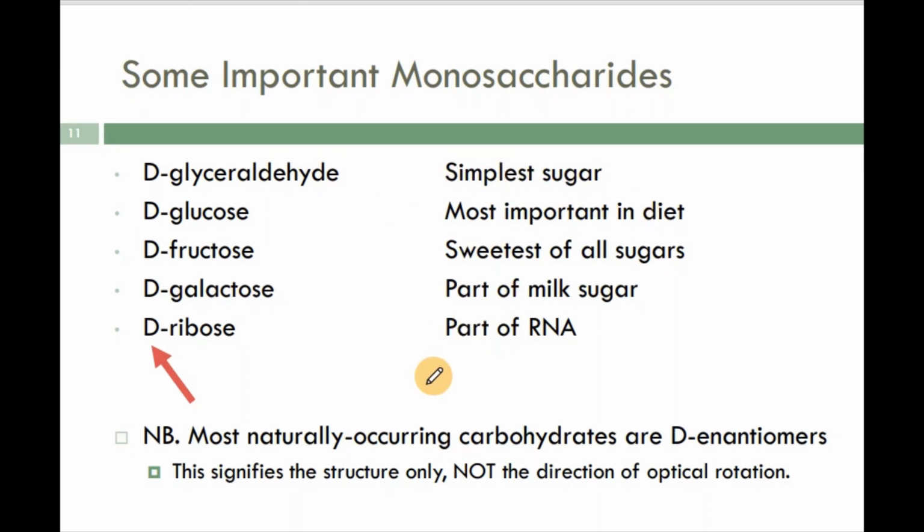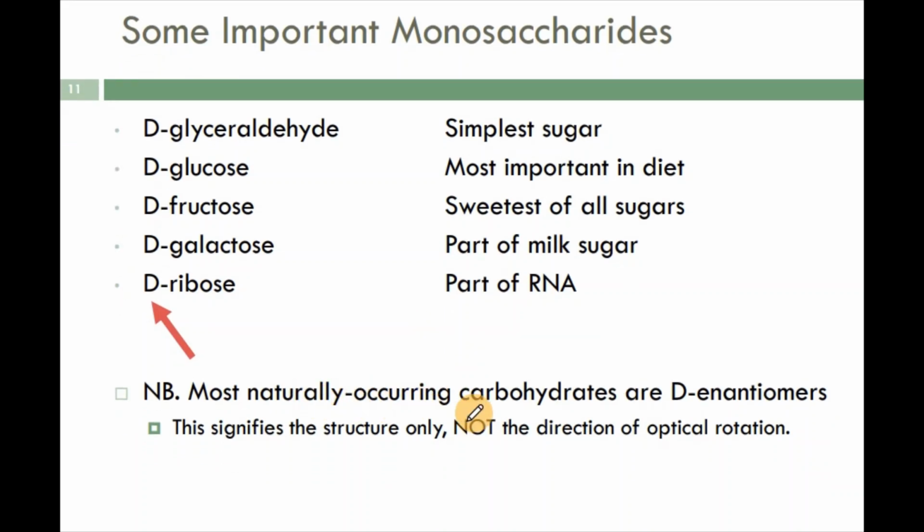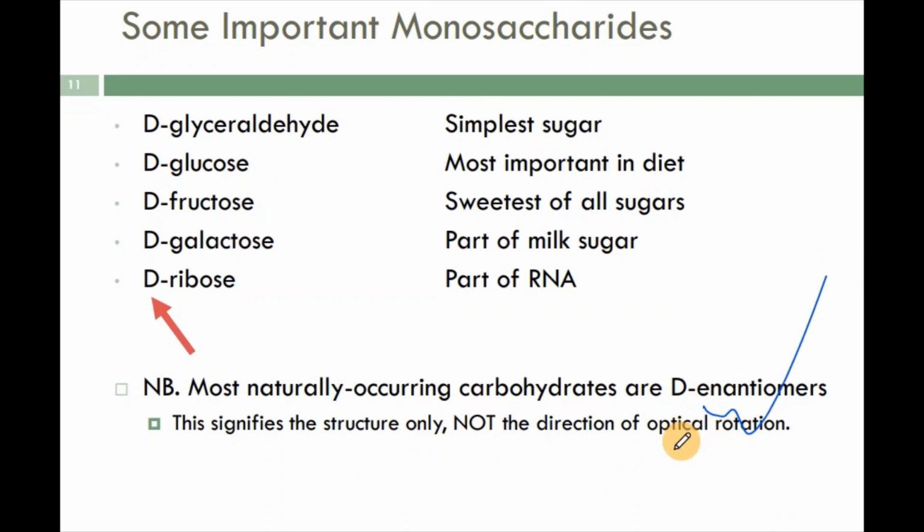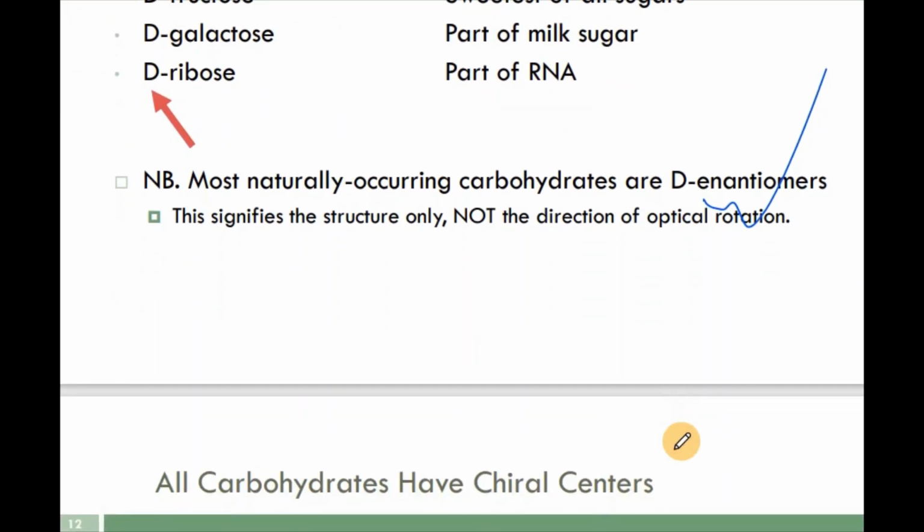So most naturally occurring carbohydrates are D enantiomers. This signifies the structure only, not the direction of the optical rotation. You're going to have to look at the meaning of what you call enantiomers and also discuss what is meant by optical rotation or optical activity in the next few slides.